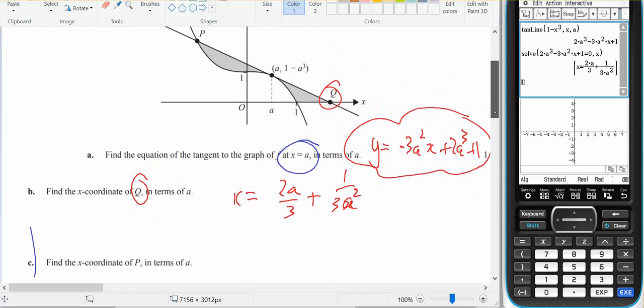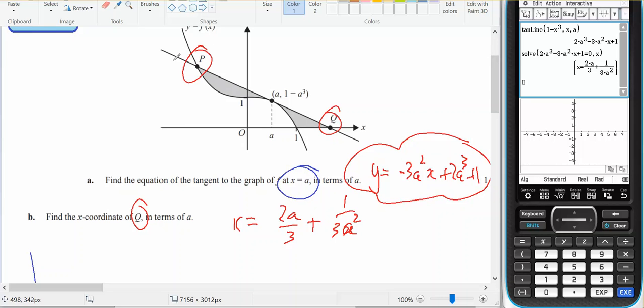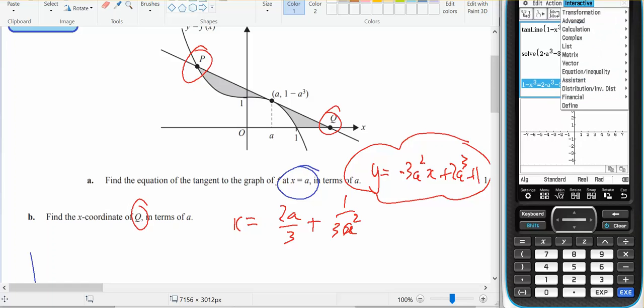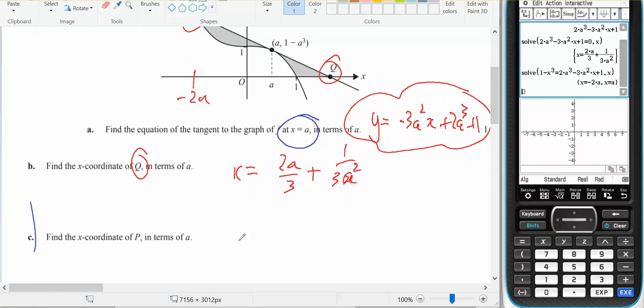So find the coordinate P in terms of a. So that will be the intersection point of this cubic and this tangent line, and I should get two answers. I should get a and whatever P is. And I got a and minus 2a. That's minus 2a. Therefore, x equals minus 2a is that coordinate.